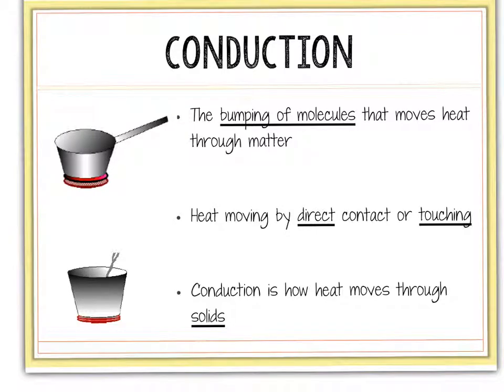The first way that heat can move is conduction. Conduction is the bumping of molecules that moves heat through matter. Now, with conduction, heat moves by direct contact or by touching. So, if you look at the images, those are both pots on the stove. For conduction to take place, it has to touch. Something else you need to realize is that conduction is how heat moves through solids and only through solids.